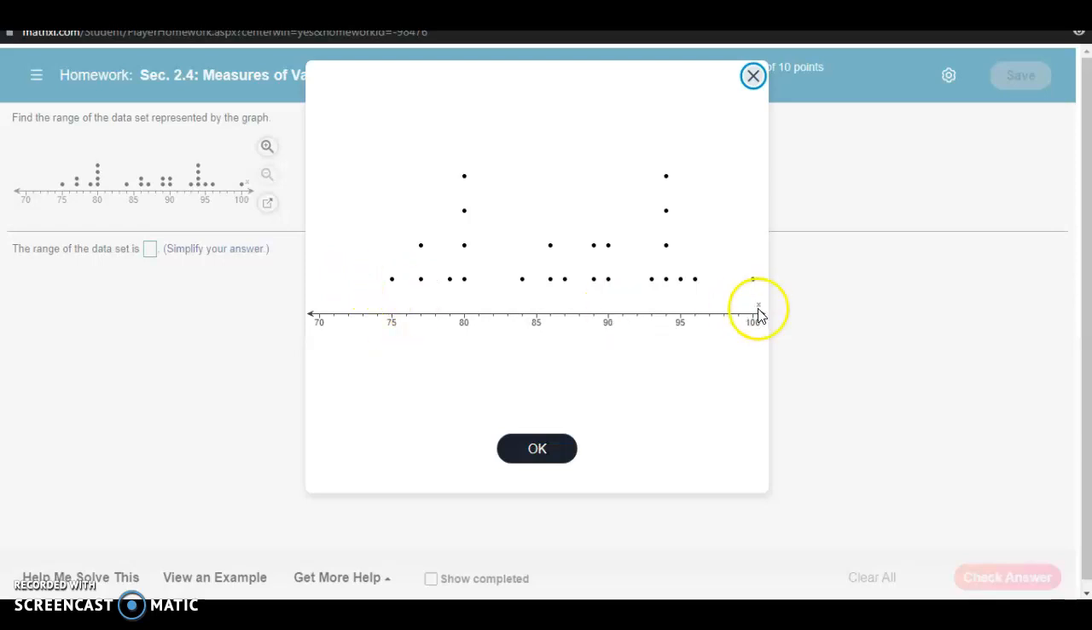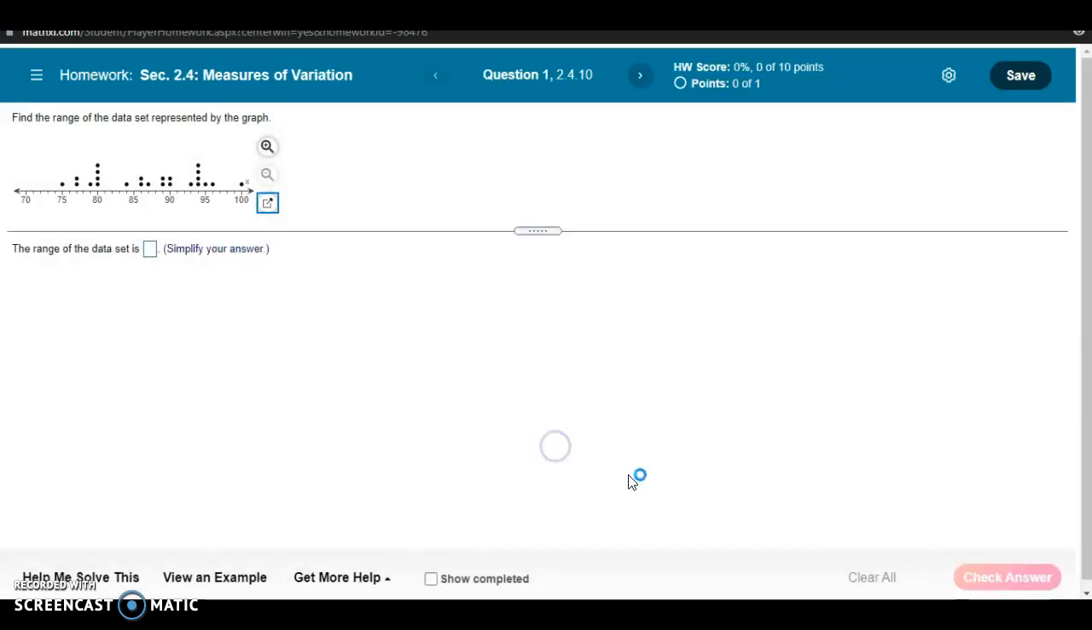Likewise, the largest data value is represented by this dot. There are no other dots to the right, so 100 is the largest data value. So our range is going to be 100 minus 75.